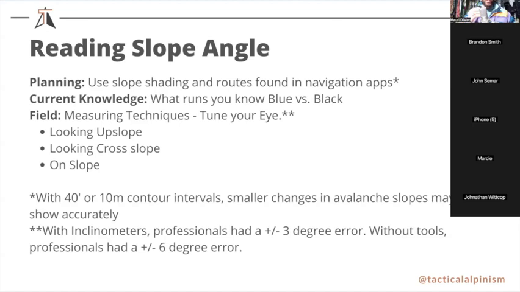So the first is planning. Second is use what you know: a blue run is 25-ish, a black run 30, 35. Think of some of the steepest runs you see in resorts. Most resort runs will not go above the mid 30s.